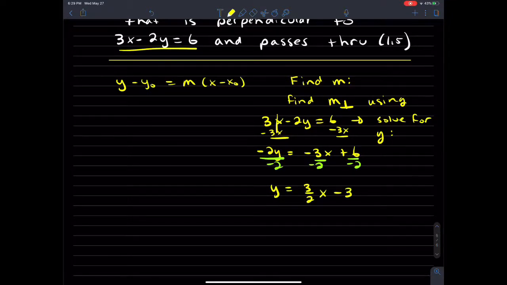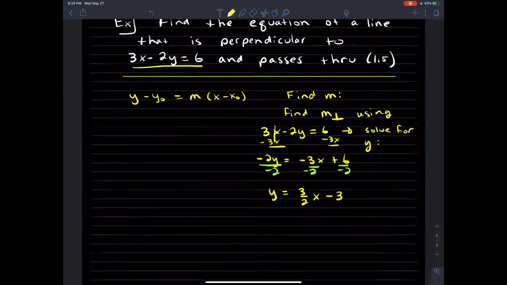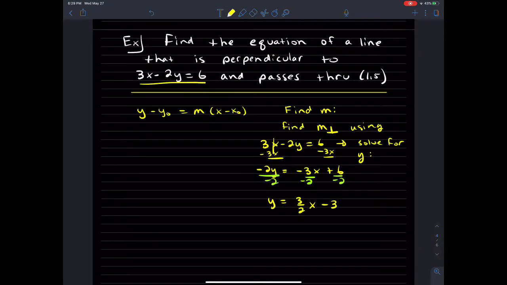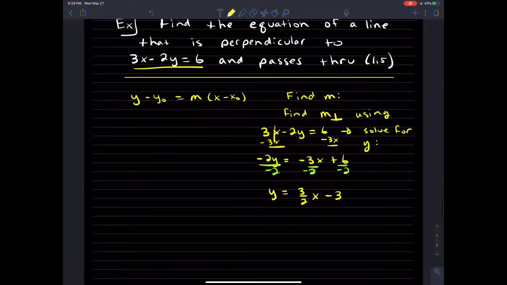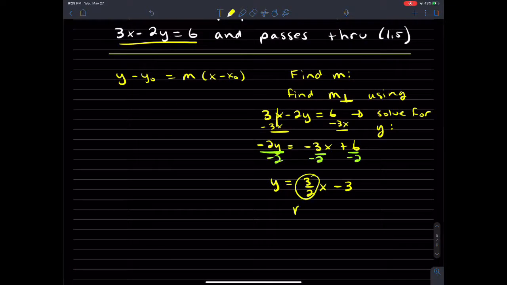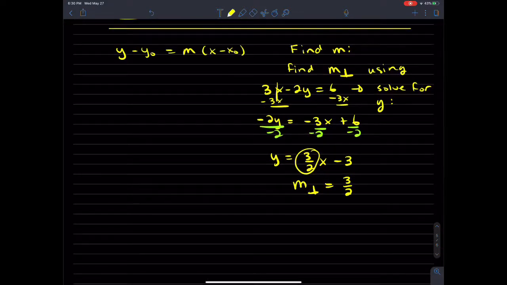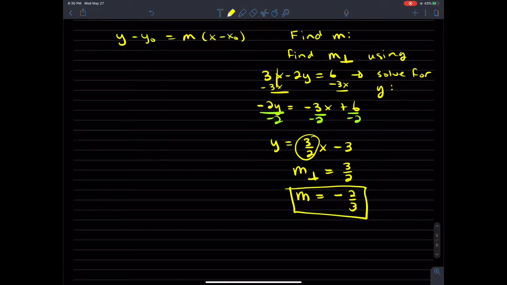So this is not the equation of the line we want. This is the equation of the line that's perpendicular to the equation that we want. Okay, so that means this is my m perpendicular. This is my perpendicular slope. So I want a slope that's perpendicular to that. So the m I want, I call that m, is the negative, the opposite, and the reciprocal. And I'm going to box this so that I know that's the one I'm going to use. That's the one I'm going to plug in there.